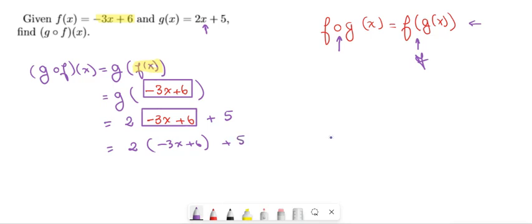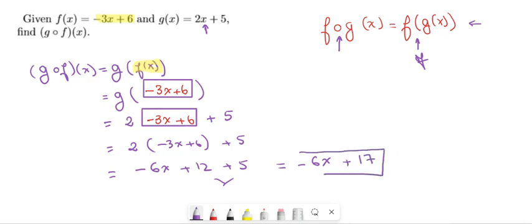From here you can do the PEMDAS, you can make a distribution and you solve this. So 2 times minus 3x is minus 6x, 2 times 6 is going to be 12, plus 5, and finally you combine the like terms. So you're going to have minus 6x, and 12 plus 5 is going to be plus 17. And this should be your final answer.